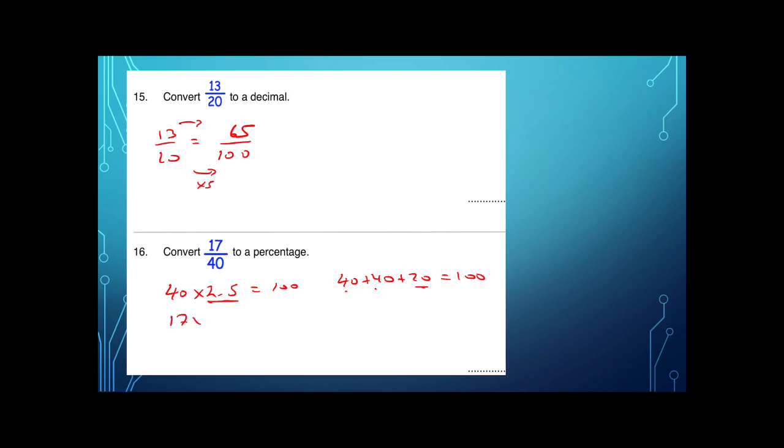So again, 17 times 2.5. So it's 17 add 17, and a half of 17 is 8.5. 17 add 17 is 34, add 8 is 42, and it's 42.5, so it's 42.5%.